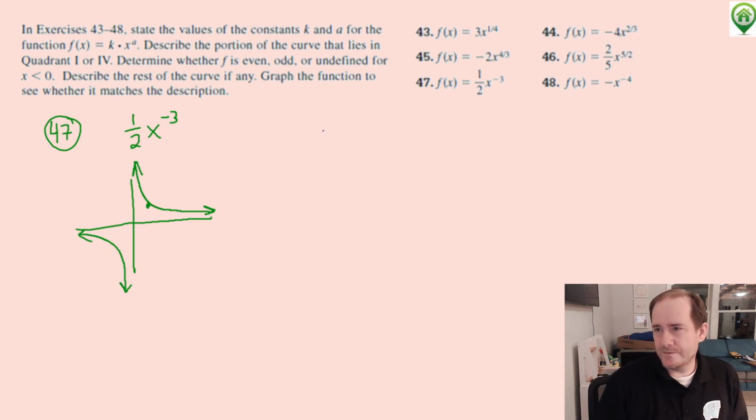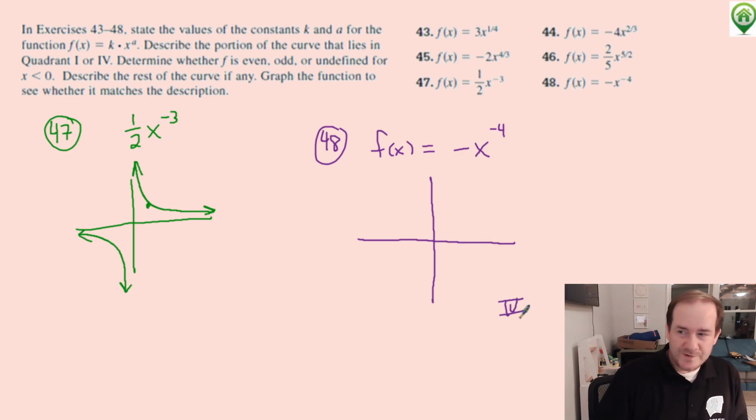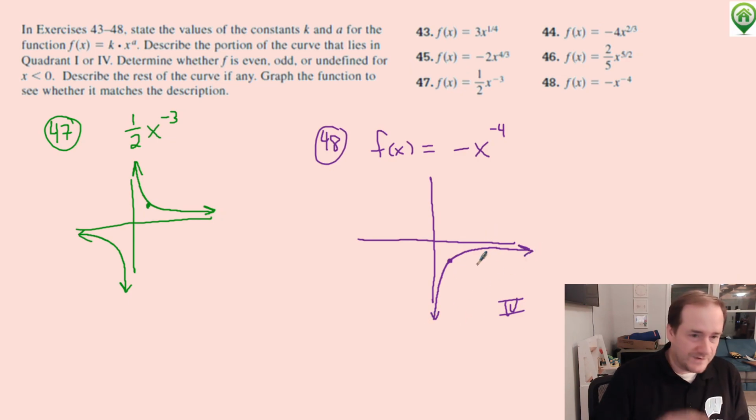So finally, 48, we get f of x equals negative x to the negative 4. Negative leading coefficient means the branch to the right will be in quadrant 4. More specifically than just being in quadrant 4, it'll pass through the point 1, negative 1. But again, we've got a negative power, so we're going to be hyperbolic. So we'll come running up the vertical asymptote, turn, run along the horizontal asymptote. There's your right side branch.